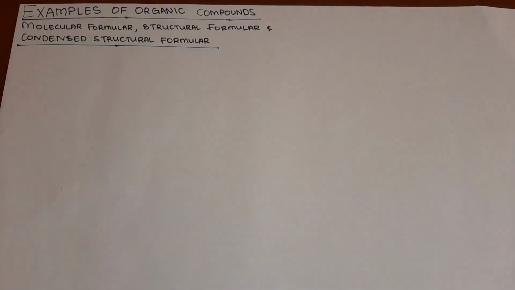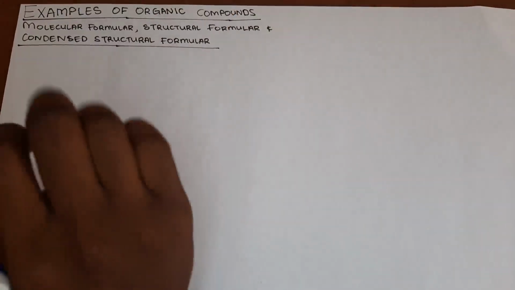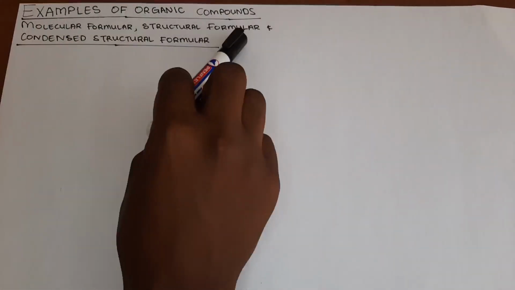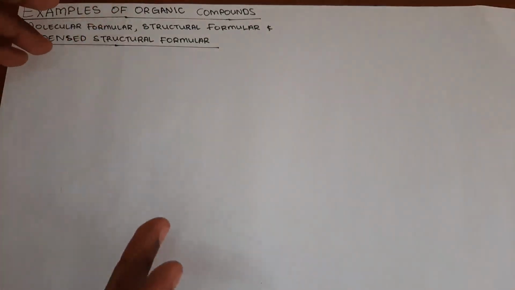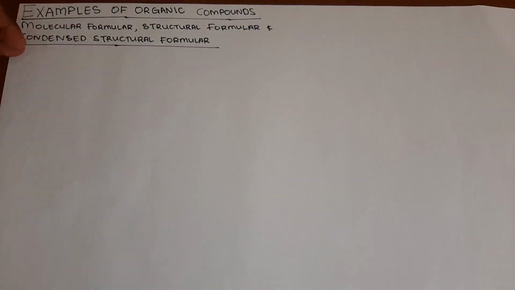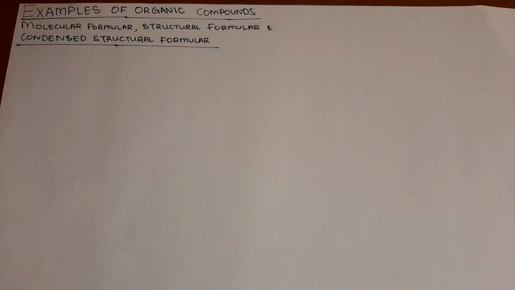Okay, so ladies and gents, I'm going to be giving examples of organic compounds, as I said. We're going to choose from each and every homologous series only one compound, and we represent that particular compound's molecular formula, the structural formula, as well as the condensed structural formula. We're going to start from alkanes till up to carboxylic acids. We're going to choose any organic compound in alkanes and represent its molecular formula, structural formula, as well as condensed structural formula.